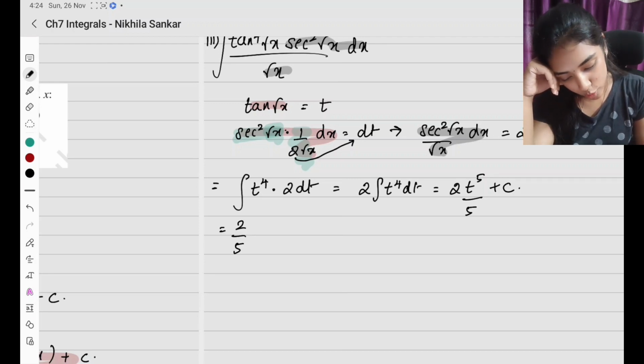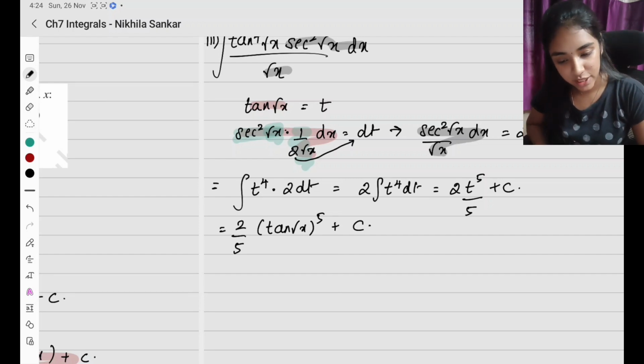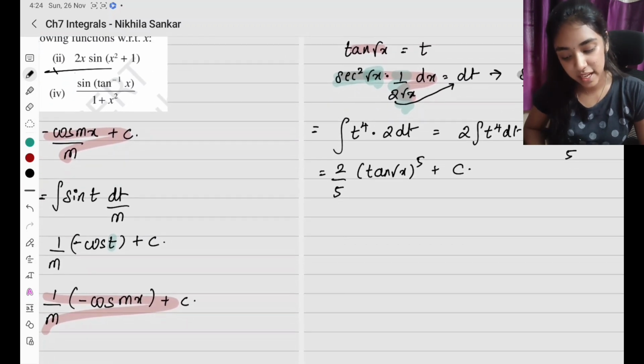So this is going to be 2 by 5 times t power 5. But t is tan root x, so it is going to be tan root x the whole power 5 plus c. Simple, right? Simple integration. Now, fourth subsection, sine of tan inverse of x.